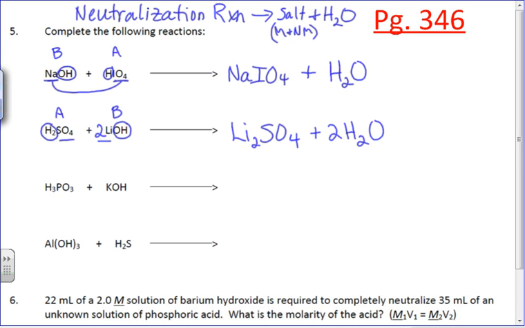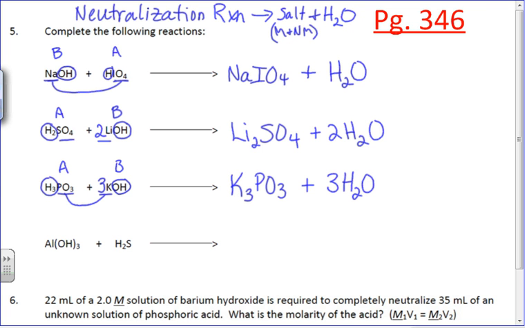Okay, on the next one we have phosphorus acid with 3 hydrogens combining with potassium hydroxide, our base, with only 1 hydroxide. So you've got to make those match, so we need to put a 3 in front of the KOH. The PO3 and our 3 potassiums can pair up. The potassium gets written first because it's our metal. And since you have 3 hydrogens and 3 hydroxides, you also have 3 waters formed.